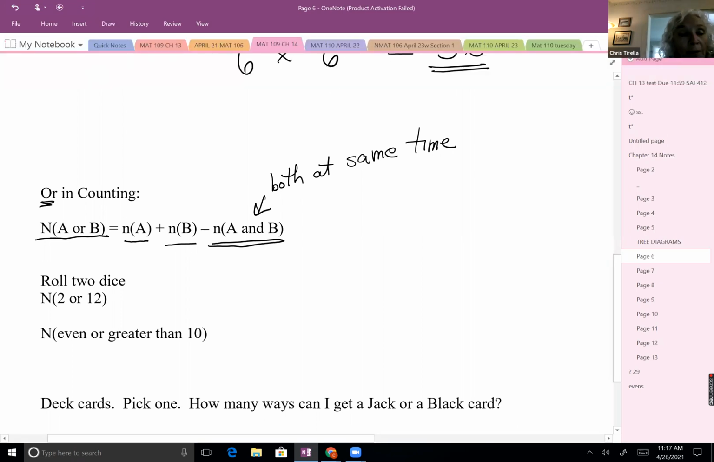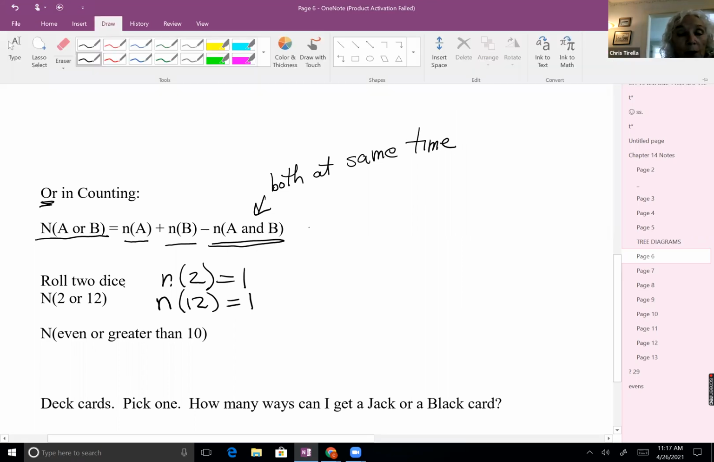So here, if I roll 2 dice, what's the number of ways I can roll a 2 or a 12? Well, the number of ways I can get a 2, there's only one. That's a 1 and a 1. The number of ways that I can get a 12, well, there's only one, a 6 and a 6. And they don't both happen at the same time. There's no way that the 2 dice can simultaneously add up to both 2 and 12.